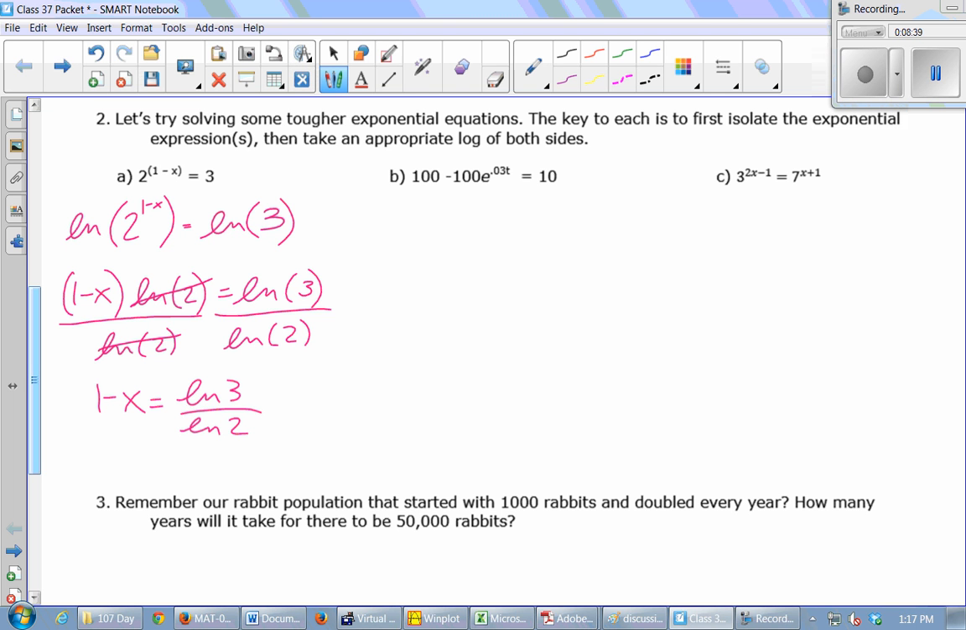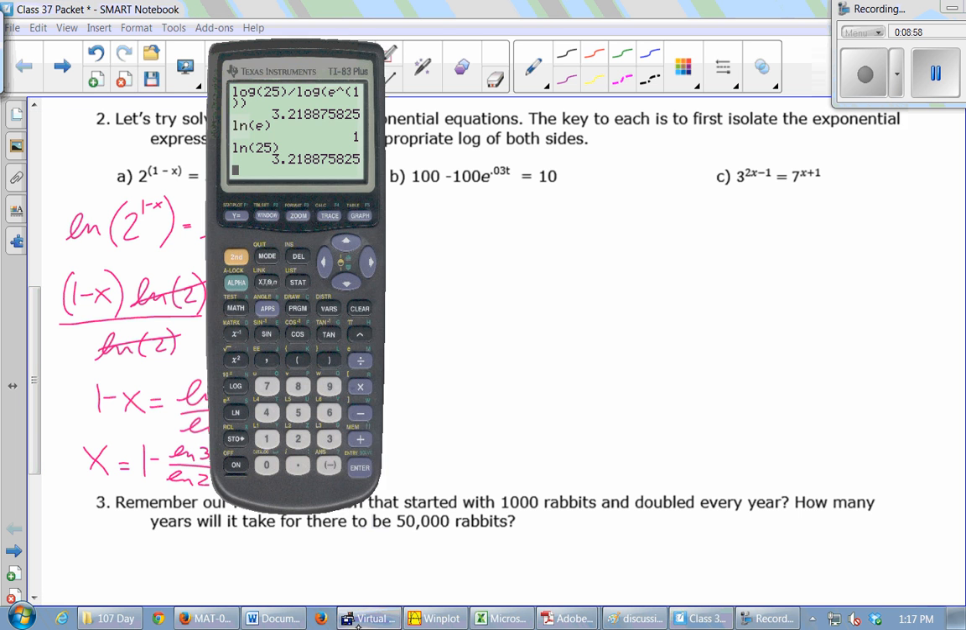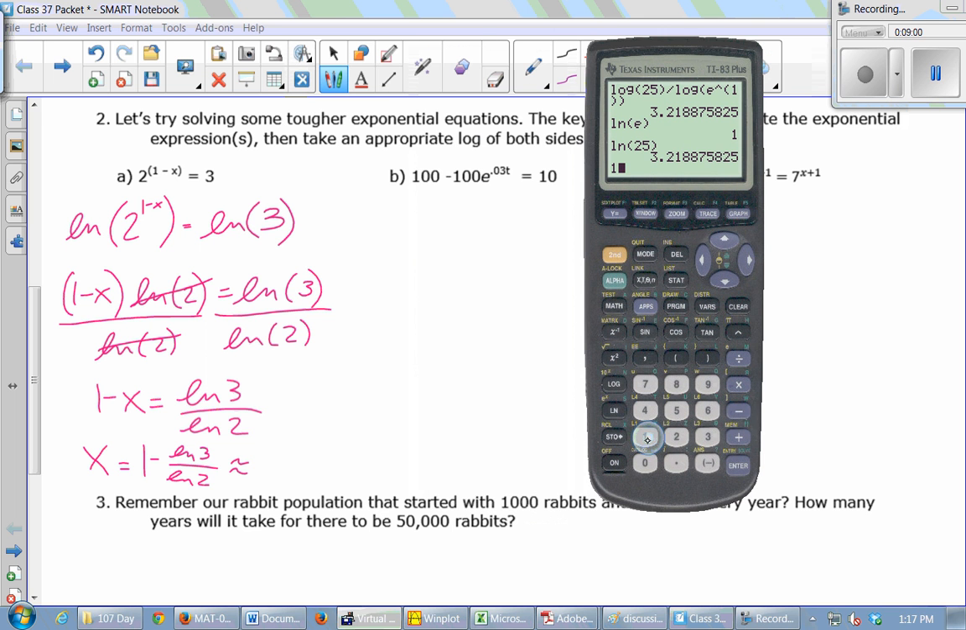And then I'm just going to, ln 3 over ln 2 is just some number, right? I could type it in my calculator, I'd get a decimal. So I'm going to move the x to the right and the ln 3 over ln 2 to the left, and I get x equals 1 minus ln 3 over ln 2, which is approximately negative 0.58.